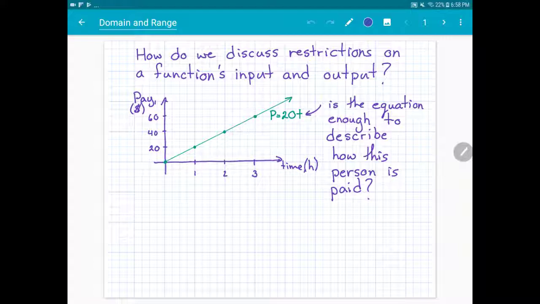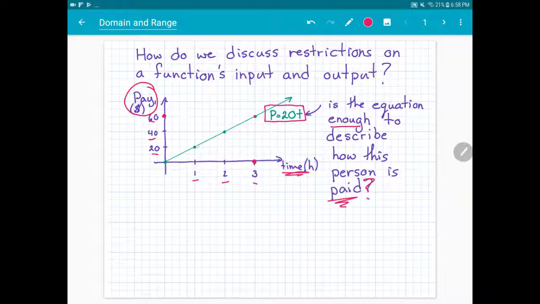So for that, we're going to start off with this example with pay. So we've got this pay here on this axis. So we've got $20, $40, $60. And on this axis, this is the amount of time you work. So you got 1 hour, 2 hours, 3 hours. So for example, if you work for 2 hours, you get paid $40. When you work for 3 hours, you get paid $60. So I think it's pretty clear that you're making about $20 an hour here. So this is the equation you'd usually be presented with. But is this really enough to describe how this person is paid?